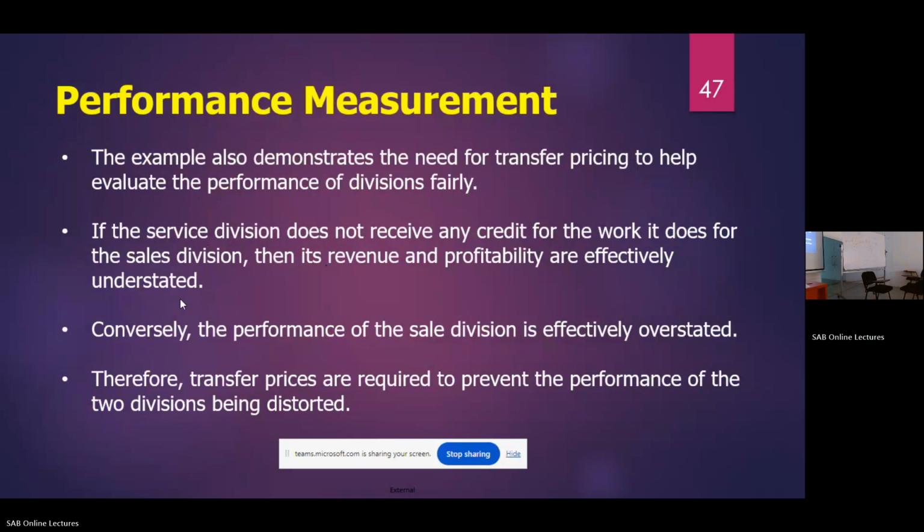Then the other thing is sometimes, when the car sales division makes a sale, if the cleaning part, the service department, does very well, that will create a positive image. So that is a value creation made by the service division, but their divisional profit and revenue are understated.